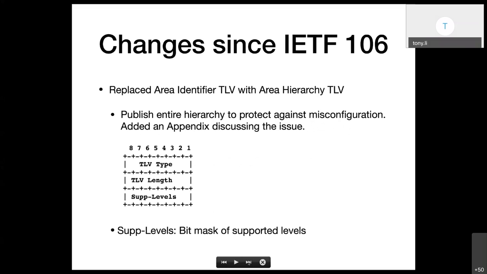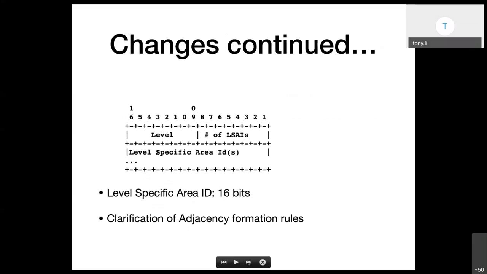So the changes that we made are very straightforward and very simple. Our area identifier TLV we found to be insufficient, and we'll talk about why in just a second. We're replacing it with an area hierarchy TLV. This allows us, when we advertise, to advertise everything about where we are in the global hierarchy, and this is actually an aid to protecting against misconfiguration. In this TLV, we have a bit mask of the supported levels, and then following it, we have an identifier for each of the levels. Next slide. For each level, you have a number of level-specific area IDs, and you can encode as many as you like.